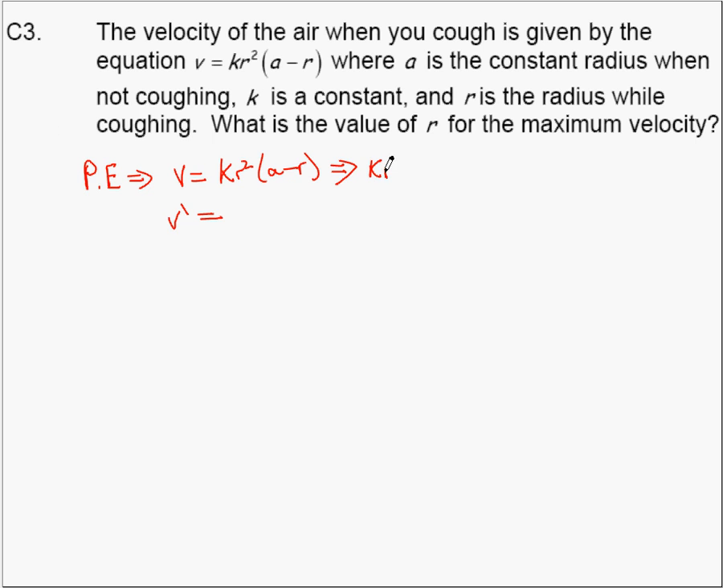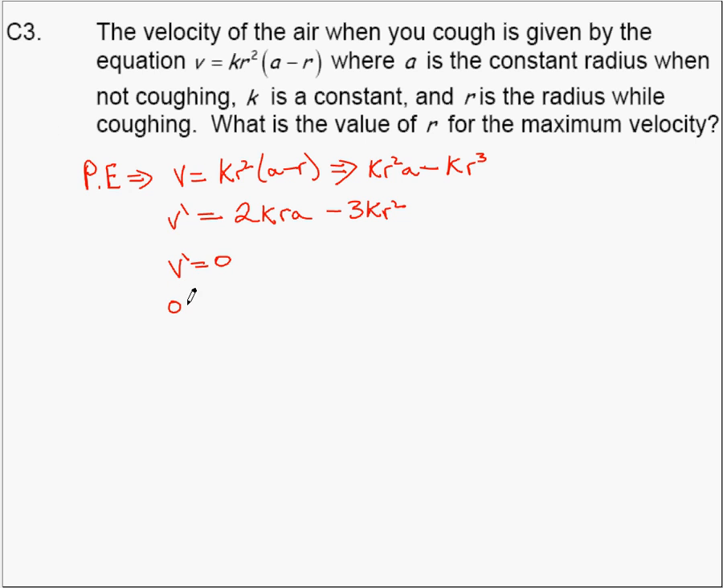It's kr squared a minus k r cubed, and take the derivative from there, which is probably simpler. So that gives us 2k r a minus 3k r squared as the derivative. Set the derivative equal to 0. That lets us find the possible values for r for a maximum.